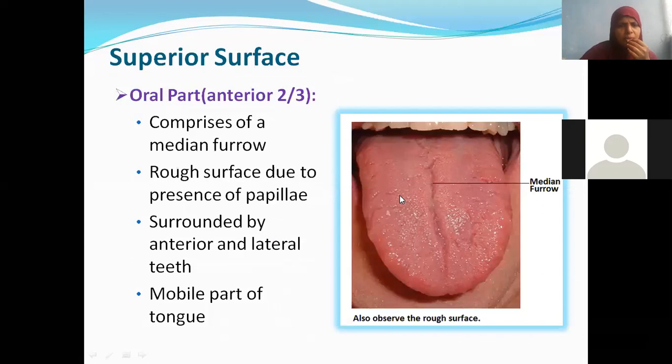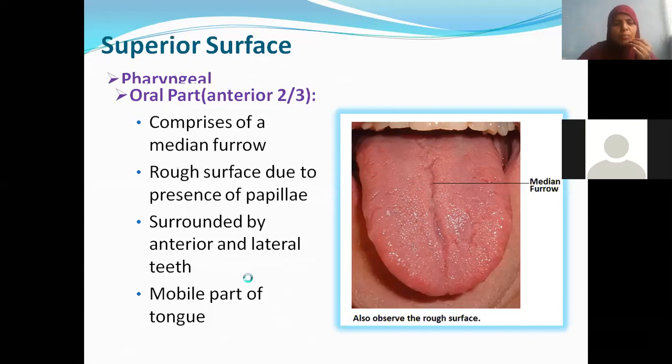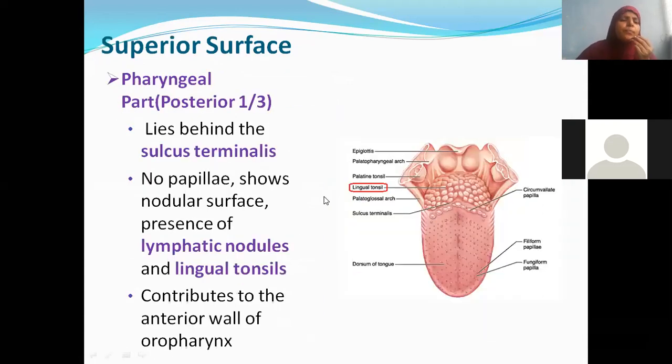Now coming to the oral part, it comprises this median furrow. It is a rough surface due to the presence of papillae. On the anterior and lateral aspects, it is surrounded by teeth, and the mobile part is the tongue. The pharyngeal part lies behind the sulcus terminalis, where we do not have any papillae but many lymphatic nodules, which are called the lingual tonsil.